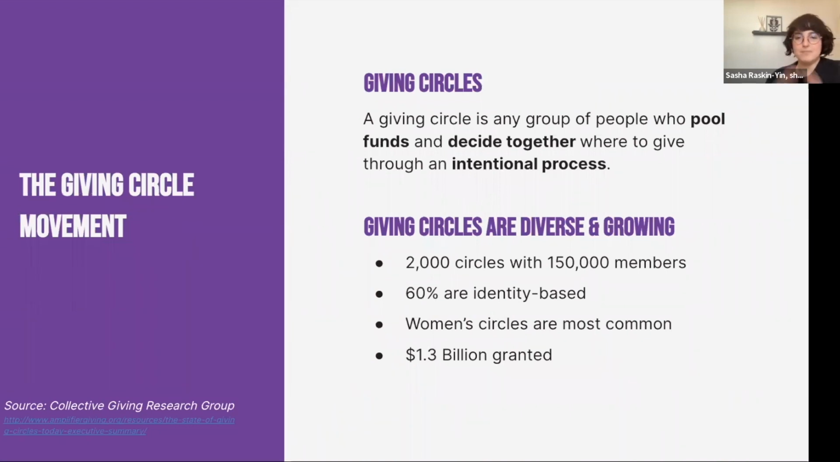Giving Circles, as the broadest possible overview, are a group of people that pool funds and decide together where to give through an intentional process. The number of Giving Circles has grown dramatically over the past 10 years, representing a diverse and powerful movement of over 2,000 circles and 150,000 members. 60% of Giving Circles convene around a shared identity, with women's Giving Circles being the most common.